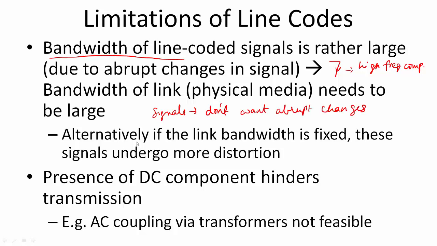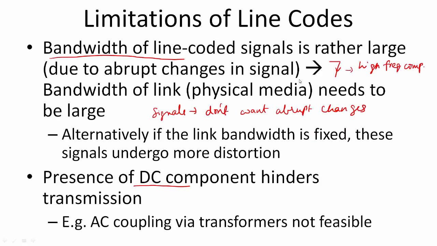Another problem with line codes is the presence of a DC component. For example, in this NRZ, if there was a continuous sequence of ones, the voltage level stays high for a long duration, and this can introduce a DC component. Typically in transmission media, you don't want a DC component. For example, you can't do AC coupling via transformers if there is a DC component.